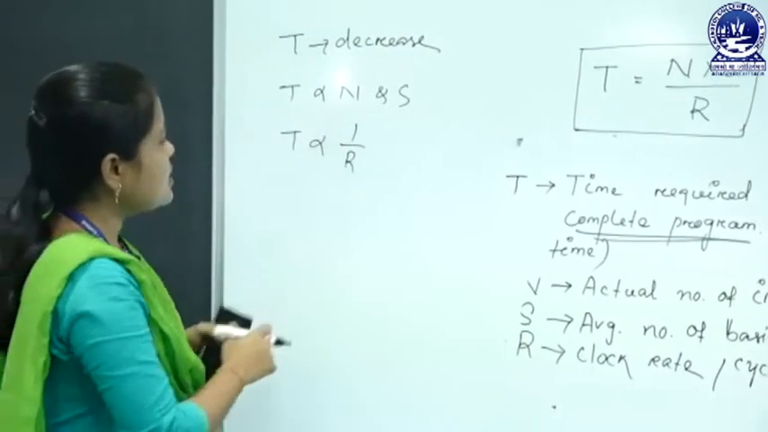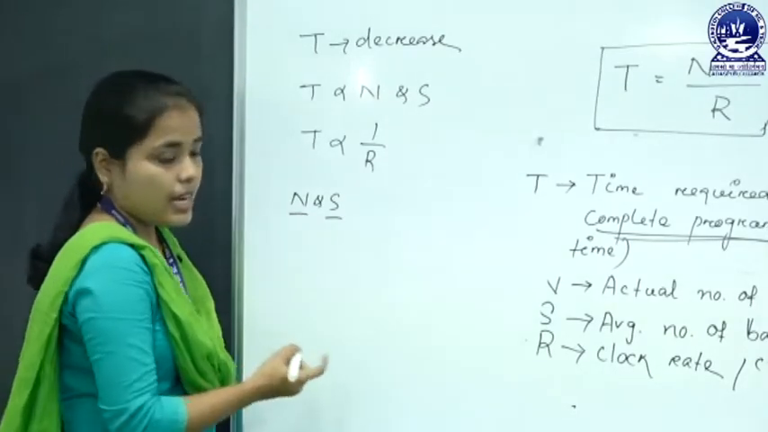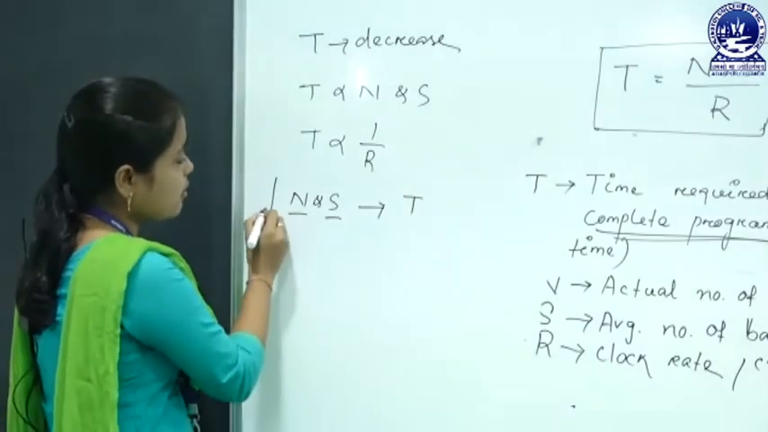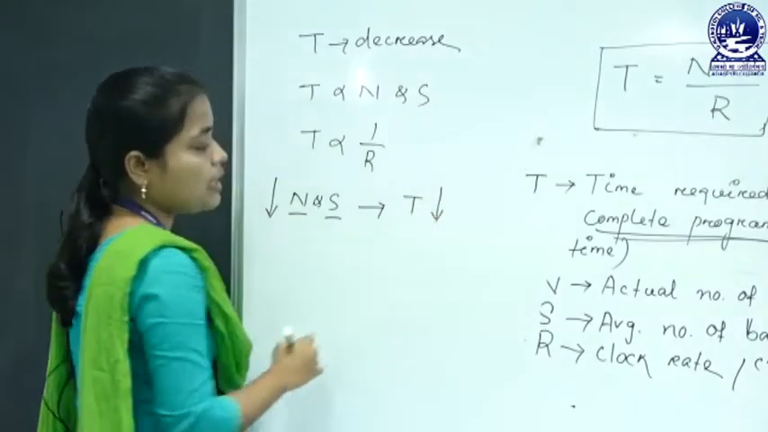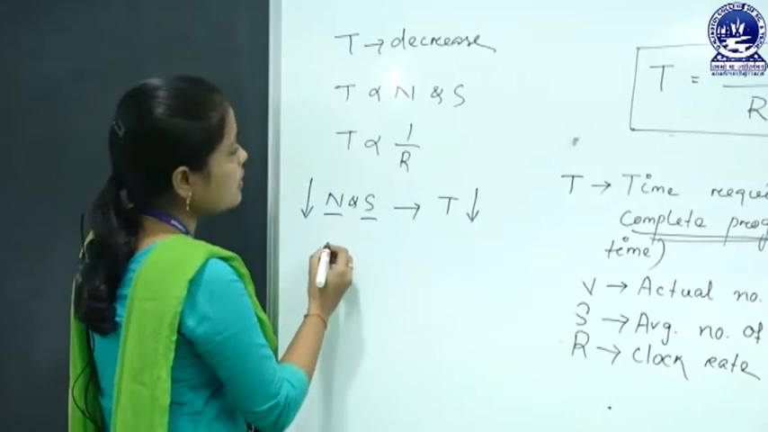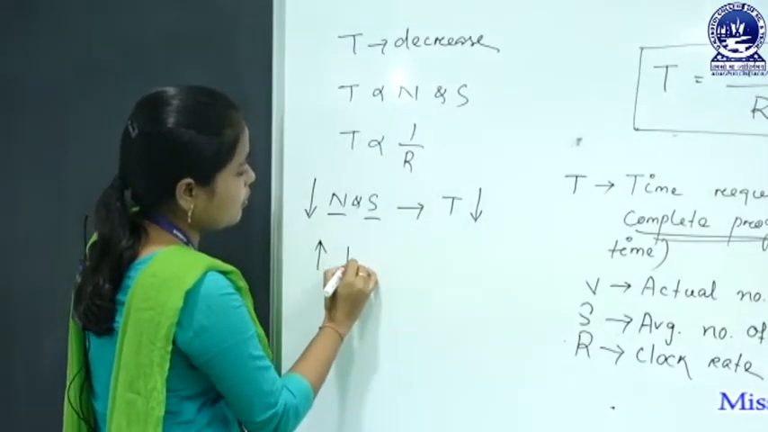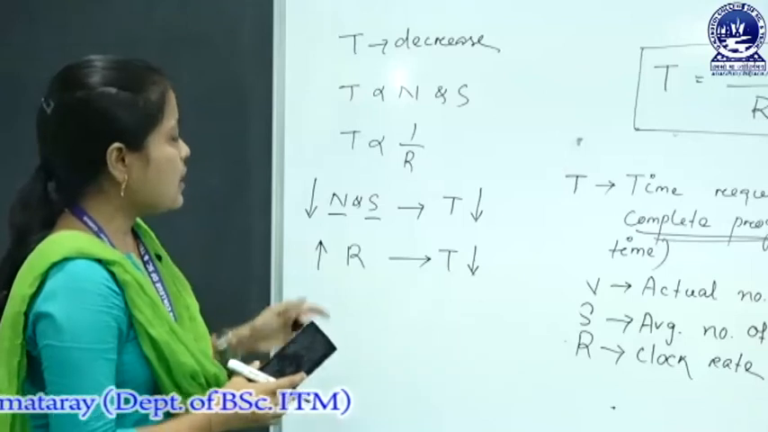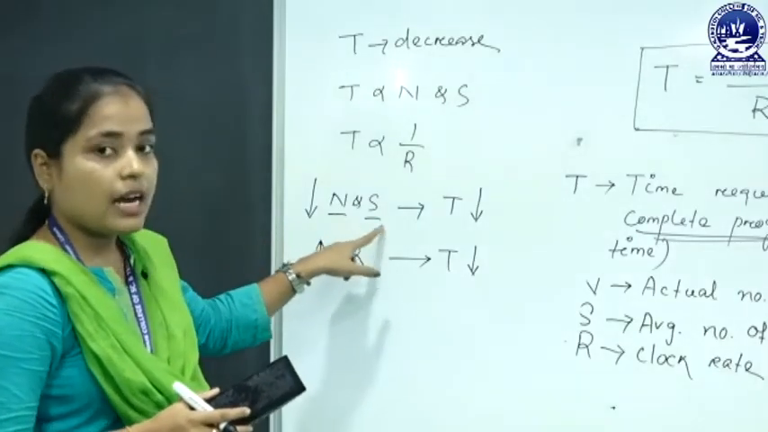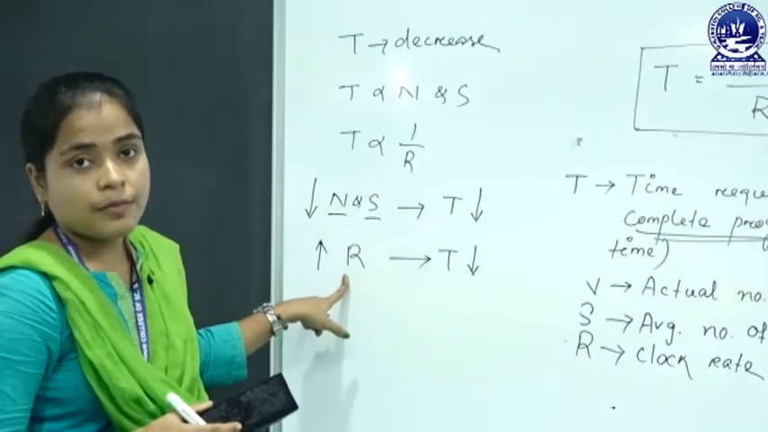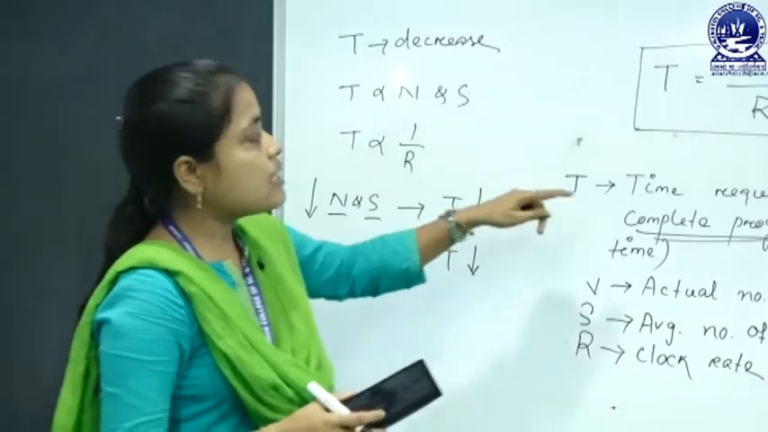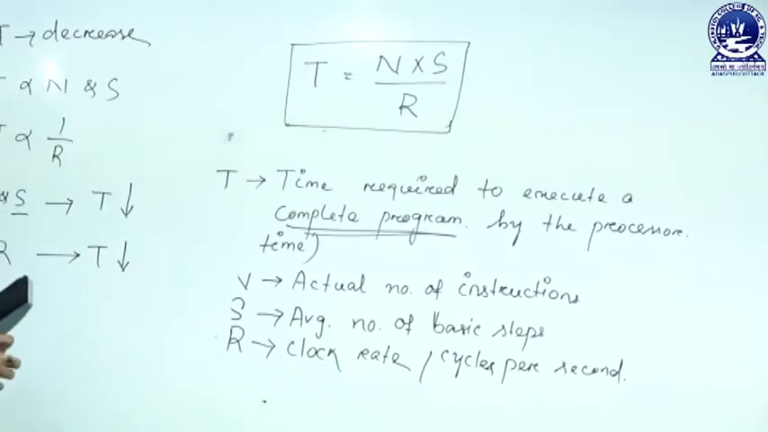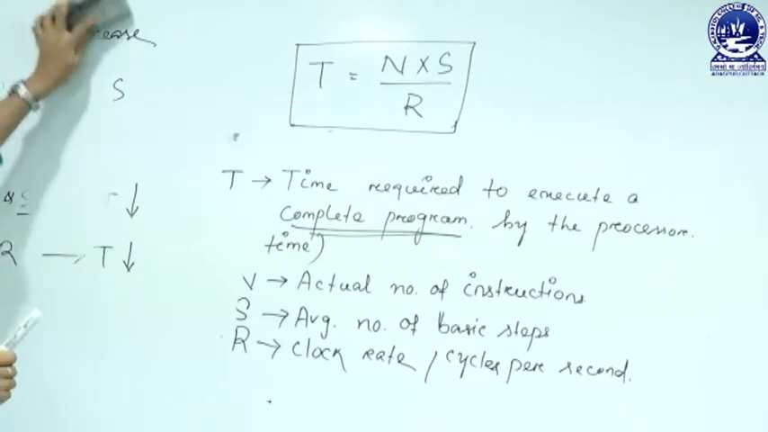What does this represent? That means if we increase the value of N and S, then we increase the value of T. In the same way, if we decrease the value of N and S, we can decrease the value of T. And if we increase the value of R, then we can decrease the value of T. So, let us see how we will decrease the value of N and S and how to increase the value of R, so that we can easily decrease the time required to execute a program, or we can call it the elapsed time. Okay. We have to decrease that T value.